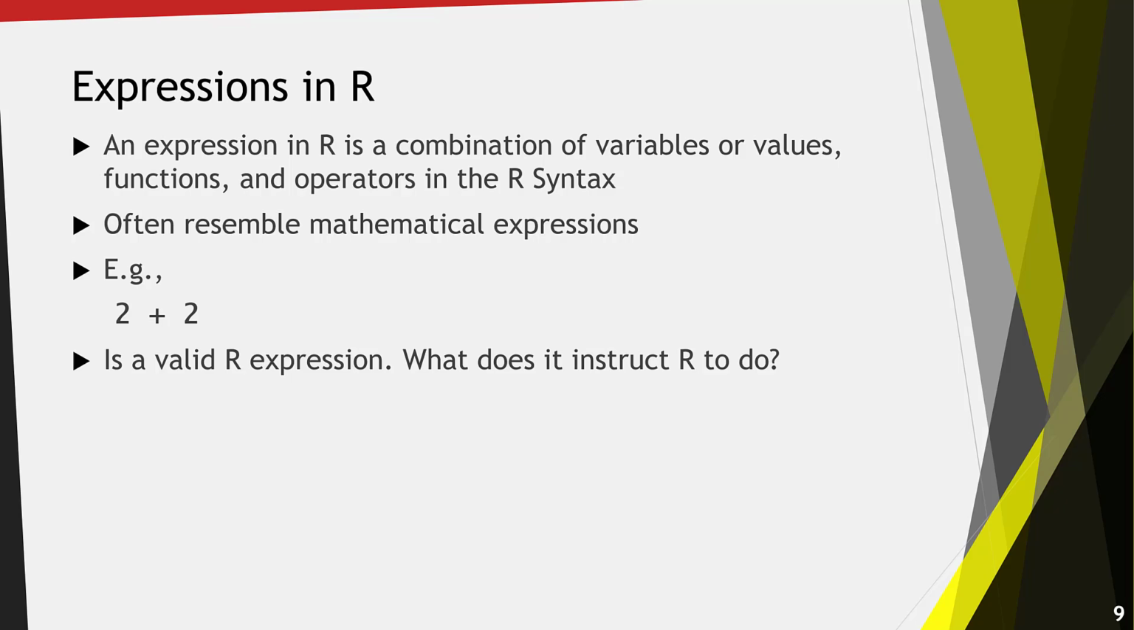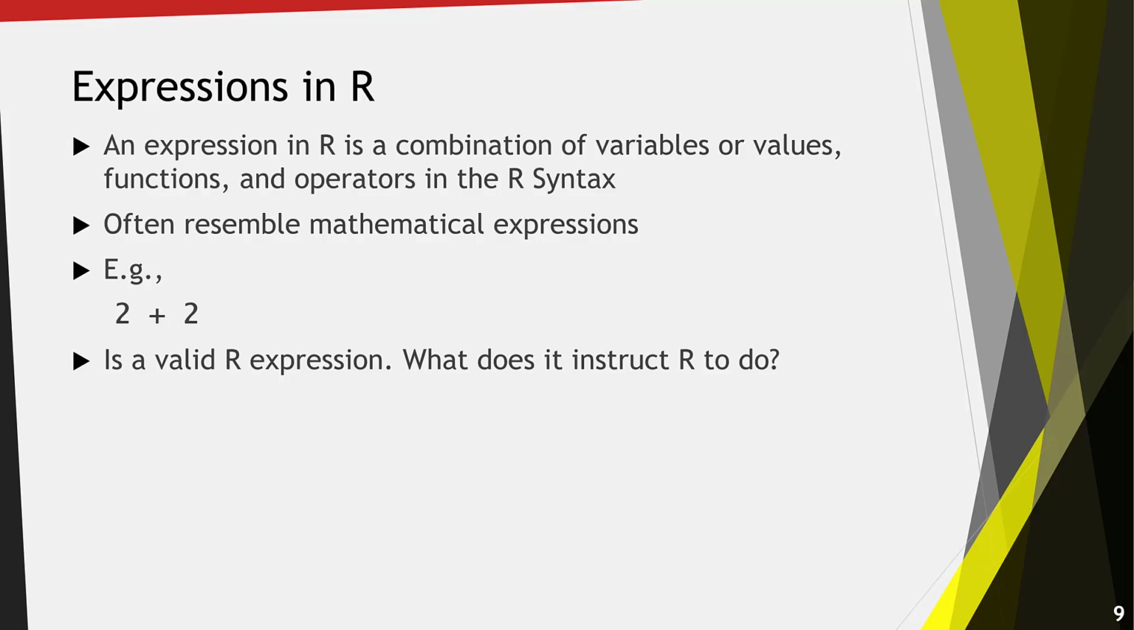So now that we've covered the most critical component of the R language, comments, let's move on to talking about the second most critical component, the basic building block of all programs in R, which are expressions. An expression in R is a combination of variables, or values, functions, and operators, all using the R syntax. These are often going to resemble mathematical expressions. For example, 2 plus 2 is a valid R expression.